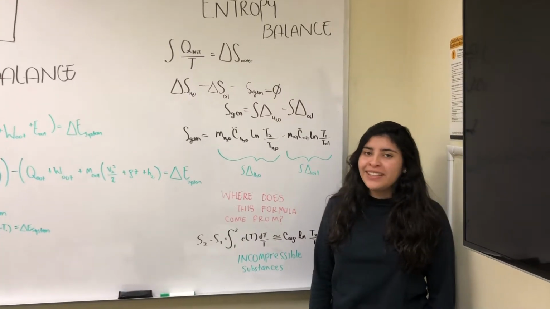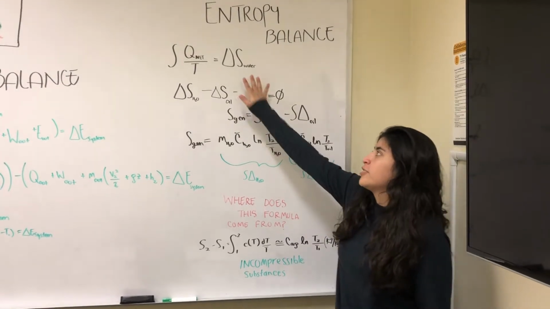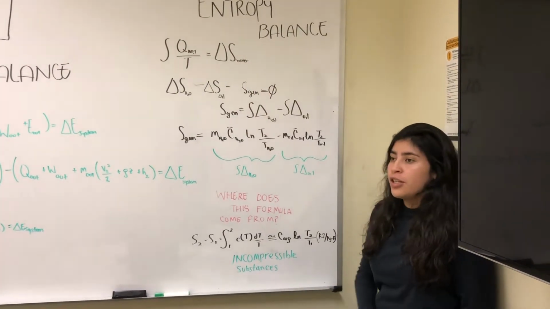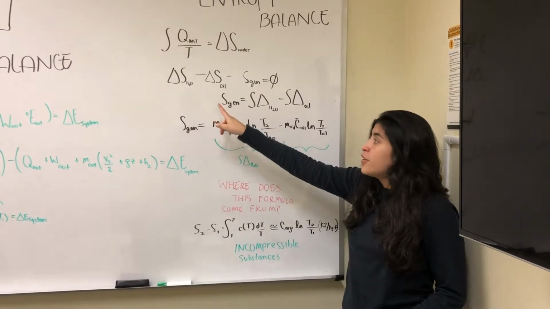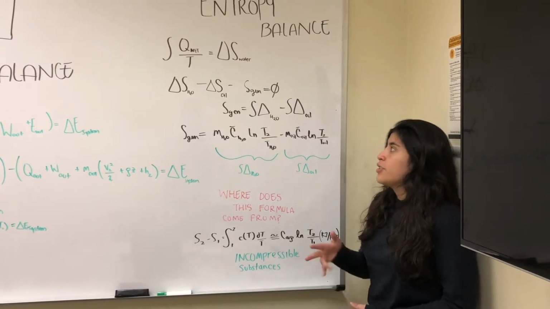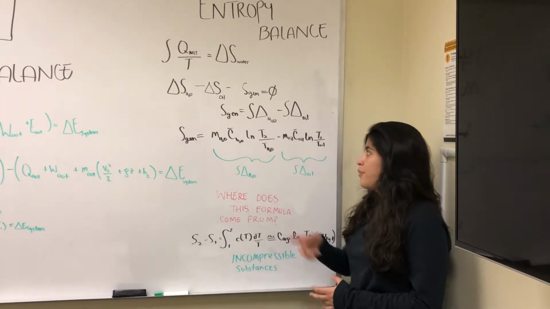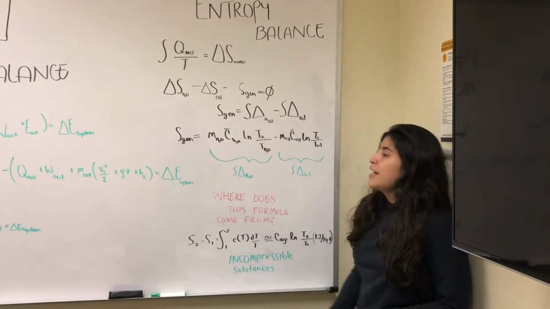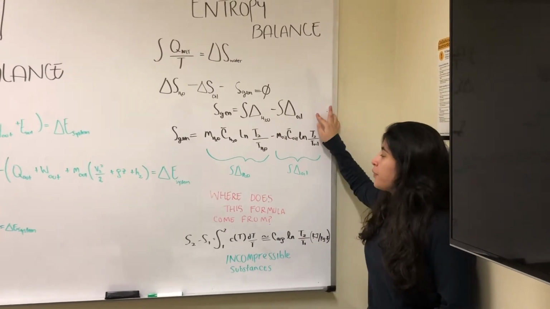Hi, how are you? My name is Valentina. I'm going to be presenting the entropy balance. First of all, we have the integral of Q net divided by T, which is equal to the change of entropy in the water. After that, we have the change of entropy of the water minus the change of entropy of the oil minus Sgen, which is equal to 0. With that being said, Sgen equals the change of entropy of the water minus the change of entropy of the oil.